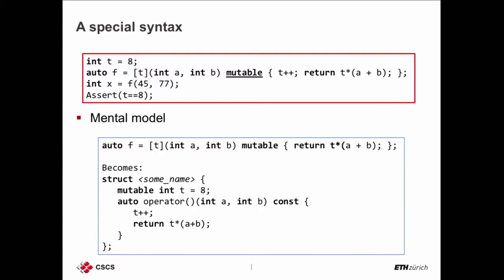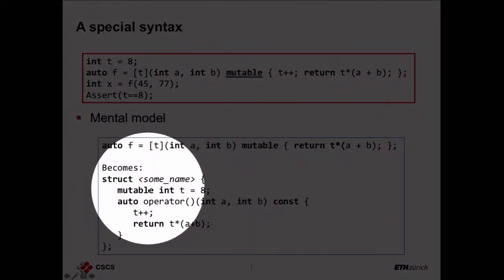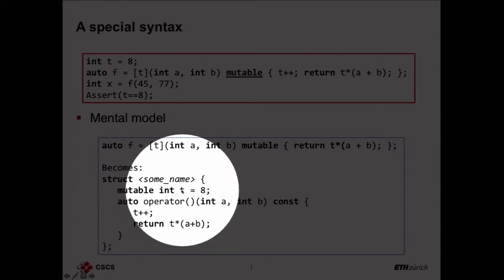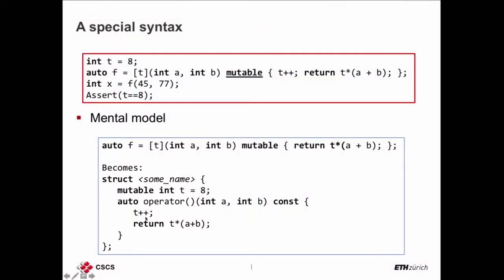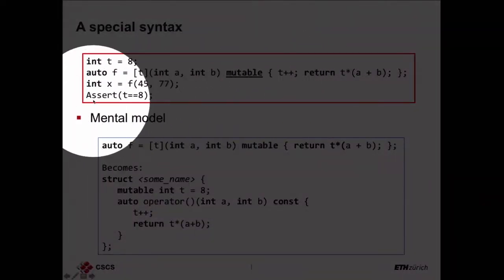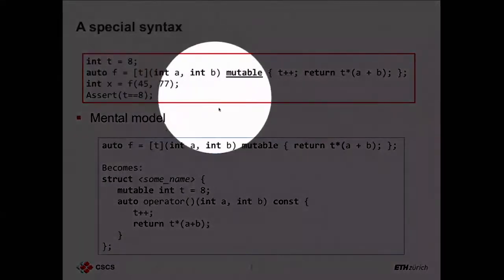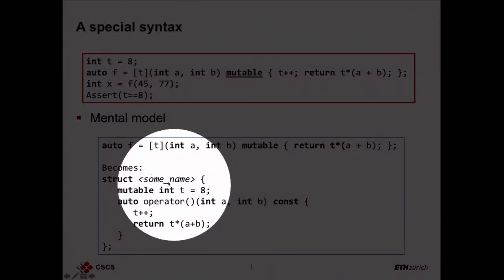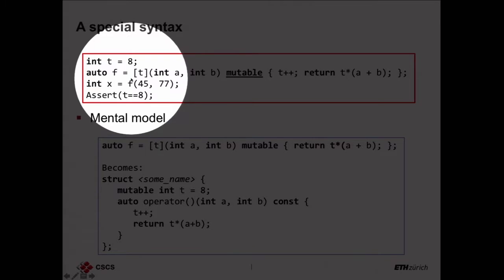The equivalent mental model is that when I capture t, I put the mutable keyword in front of my data member. So even though it's const, I can still do the change. But still, if I change t inside my lambda, I'm not changing the value of t. I'm capturing the value of t, which is 8, and putting it into my function object. I can change t, but I change the t which is a data member. So after this computation happens, t is still equal to 8.